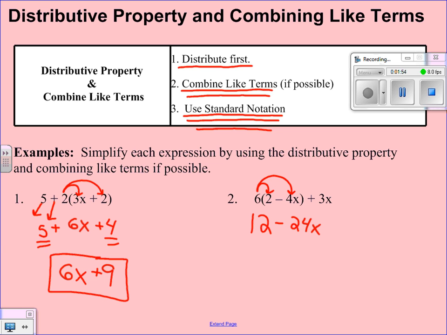The 3x is separated by a plus sign. Bring that down. Do not distribute the 6. That's separated by addition. Now we move on to like terms.